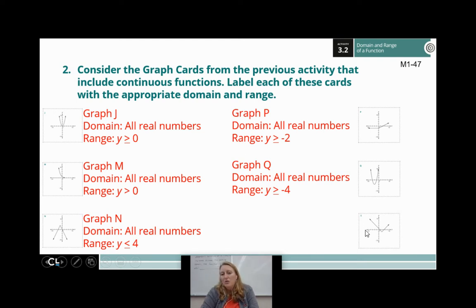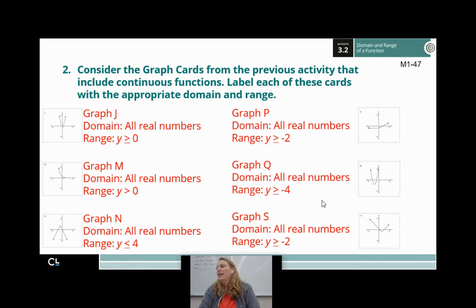And last but not least, graph S. It's pointing up forever. Hopefully you figured this out by now. It's spreading left and right forever, so my domain is all real numbers, but it bottoms out. So my range is y is greater than or equal to -2. Fair enough. Now, here's what I want you to do.